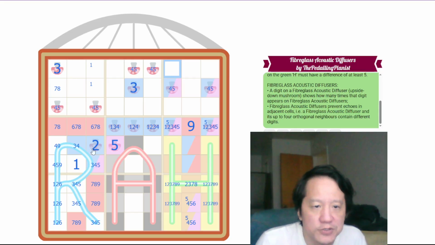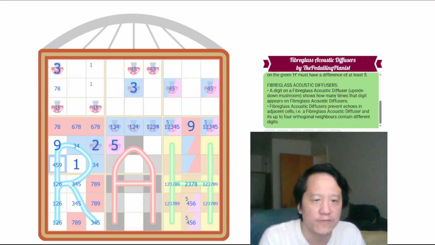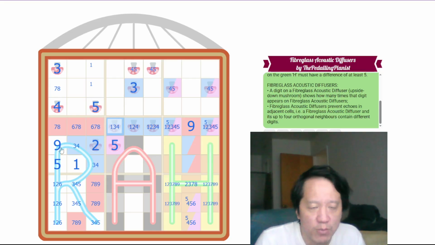So, this is 2. So these have to be different digits. So this cannot be a 5 here. Which means this is a 3-4 pair, which eliminates 3 and 4 in the rest of the box. So this can't be 4, it's 9. This can't be 4 or 9, it's 5. Which means this can't be 5, that's 4, which makes that can't be 4. That's 5 there. So we have 3 and 4 there, that's fine.